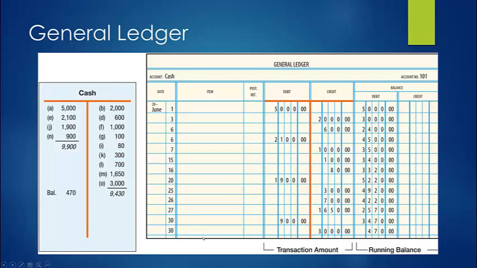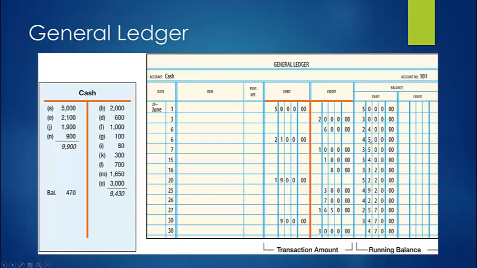Okay, so remember, when getting your running balance, if you have a debit and a credit, you're going to subtract. If you have a debit and a debit, you will add and get a debit. If you have a credit and a credit, you'll add the credits and end up with a credit. And that'll happen like in your accounts payable, capital, and your revenue accounts, the ones that are increased with credits.